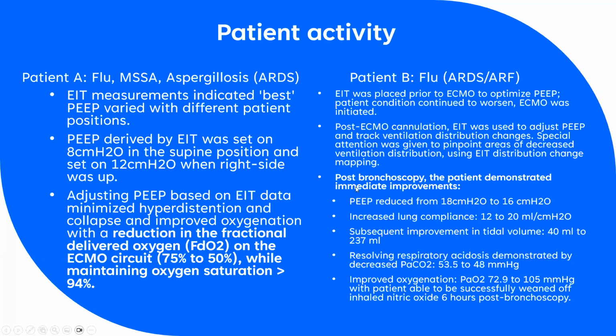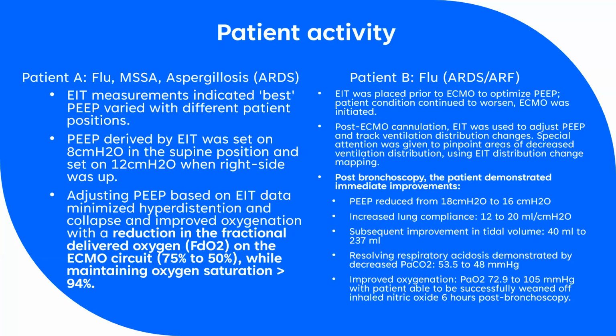And so our big changes with this patient really came when we were able to use EIT and we performed a bronch. After that bronch, we were able to reduce the PEEP from 18 to 16 when we performed a PEEP titration. We noticed that lung compliance increased from 12 to 20. Our tidal volume, I think, was one of my biggest happy gains: tidal volume improved from 40 milliliters to 237 milliliters. We had a resolving respiratory acidosis from 53.5 to 48. And then we improved our oxygenation from 72.9 to 105, and we were actually able to wean off our nitric oxide.